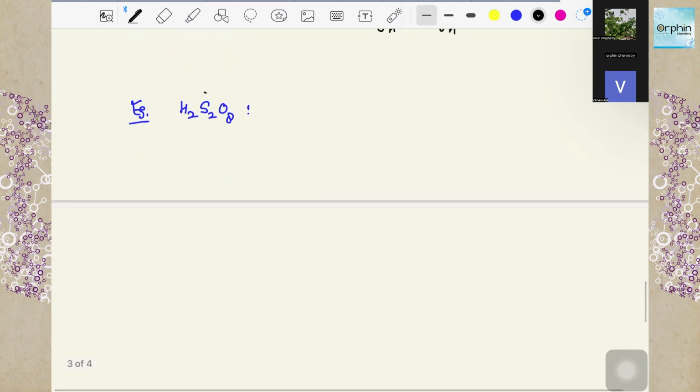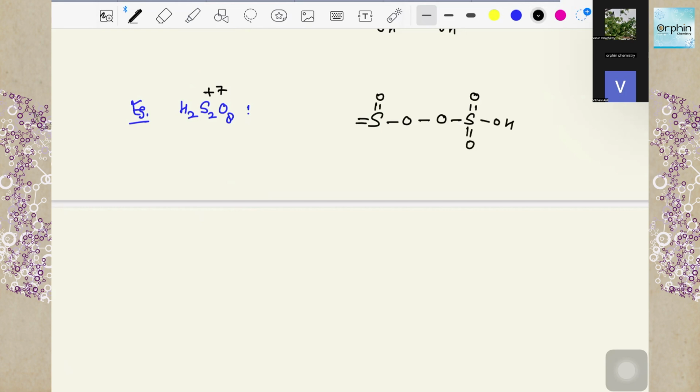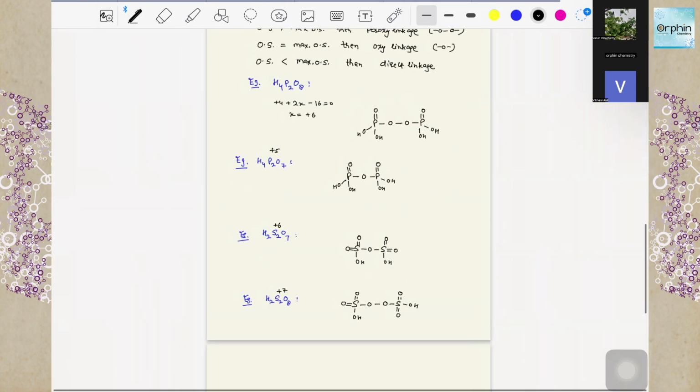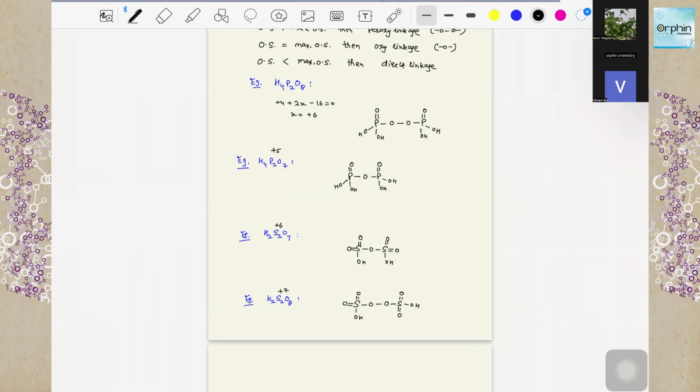In the next case, this is having +7, 16 minus 14, so +7, right? Which is coming more than maximum. So more than maximum means peroxy linkage. So this is the correct structure. Yes, sir. Okay, very good.